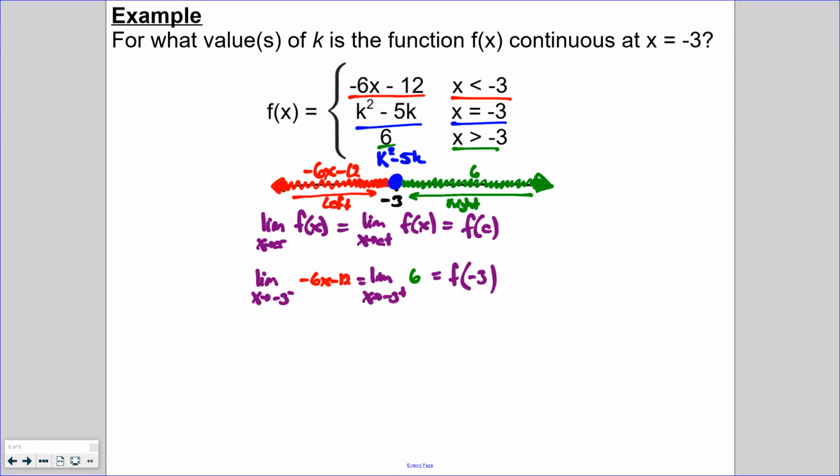Alright, so now we can start evaluating things. For the first limit, we have direct substitution. So we're going to get -6 times -3 minus 12. And that's going to equal just 6. And now f of -3.